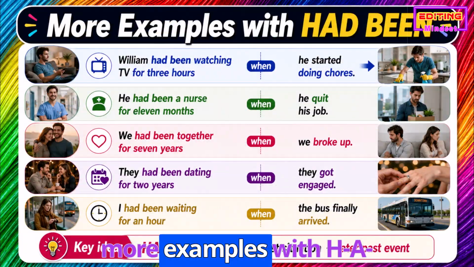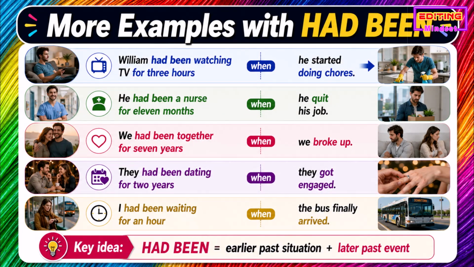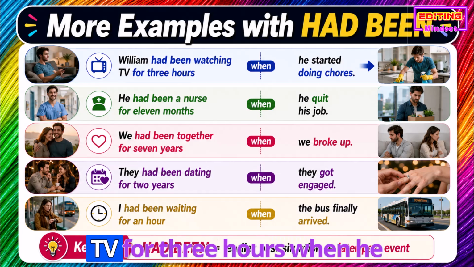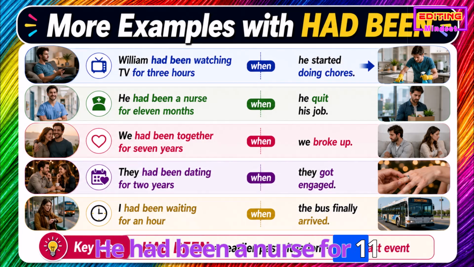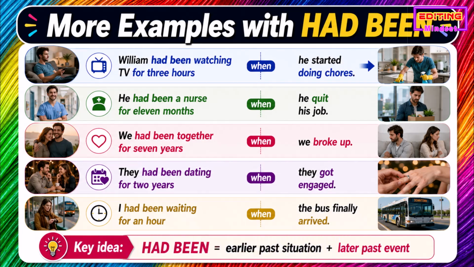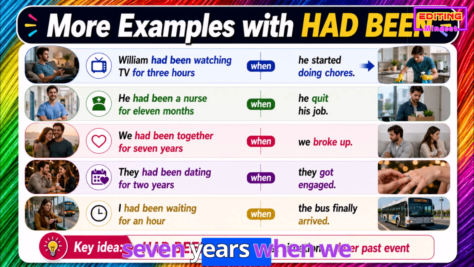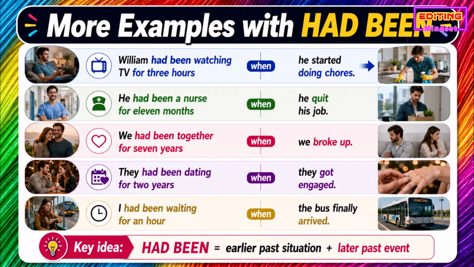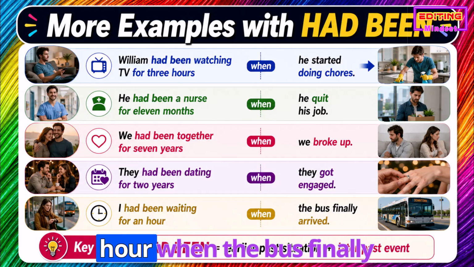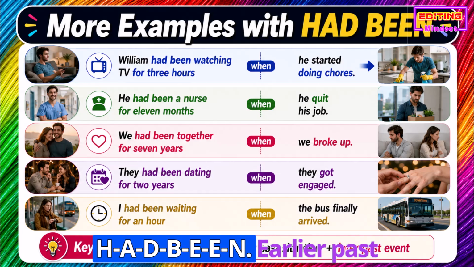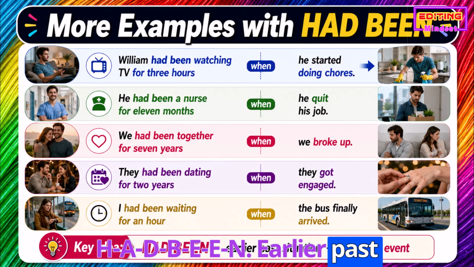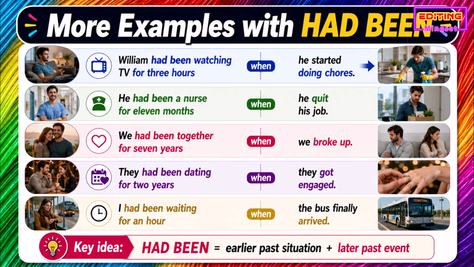More examples with had been. William had been watching TV for 3 hours when he started doing chores. He had been a nurse for 11 months when he quit his job. We had been together for 7 years when we broke up. They had been dating for 2 years when they got engaged. I had been waiting for an hour when the bus finally arrived. Key idea: had been, earlier past situation; later past event.